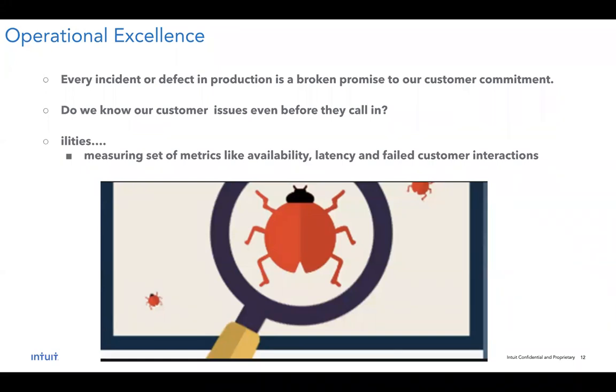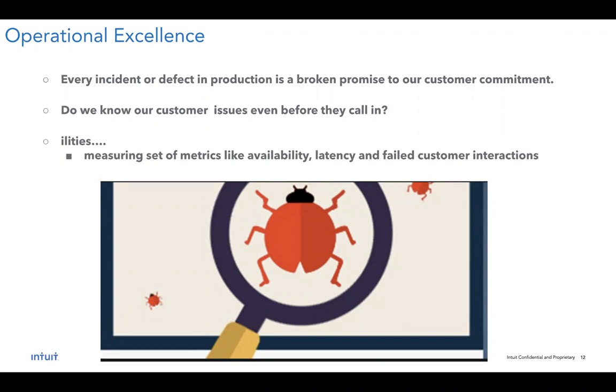And operational excellence is that set of areas which you would focus on in order to build a thriving, innovative culture. Every defect that is seen in your product or an outage in your portal is a broken promise to your customer commitment. In a healthy product ecosystem, the product team knows that there is a broken promise to a customer even before the actual customer reports in.